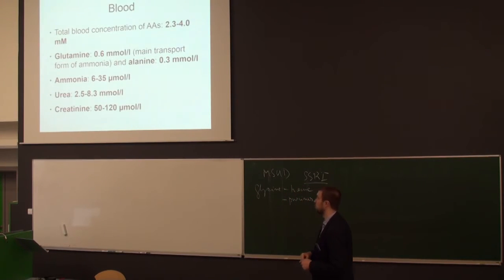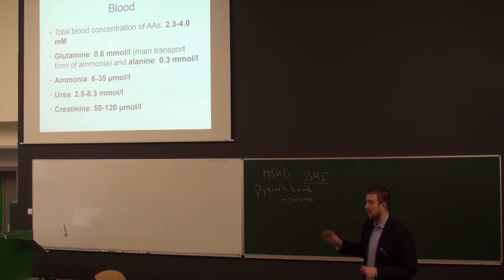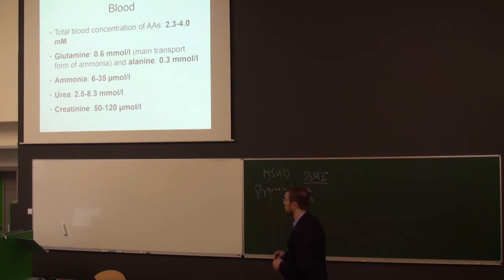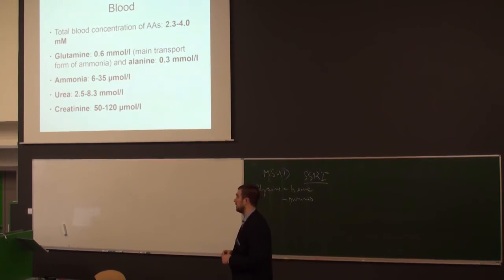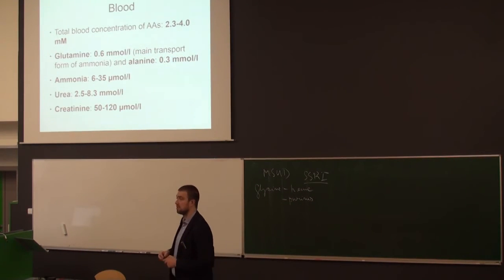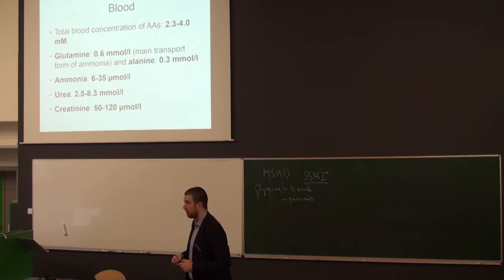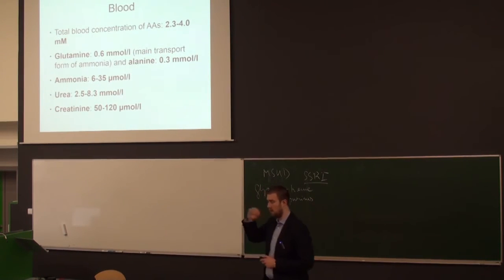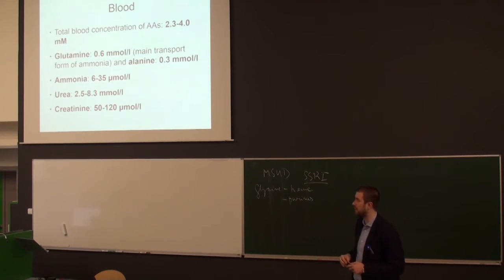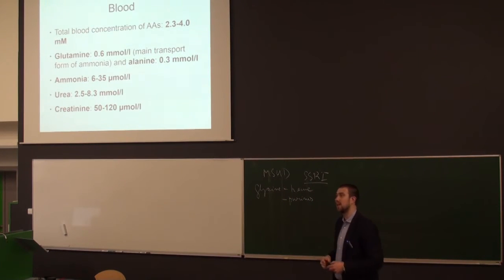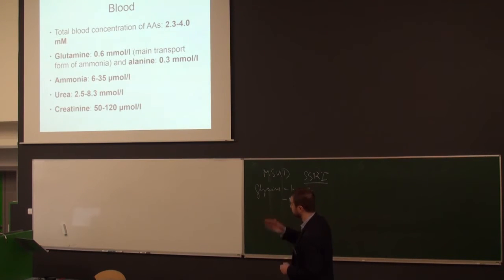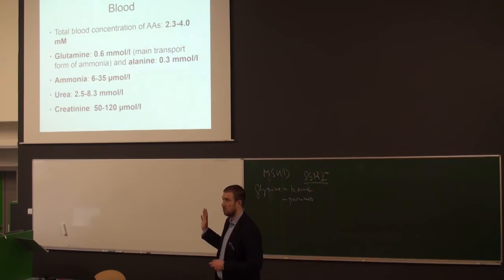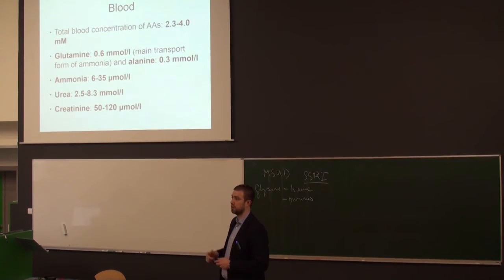So now we go to the organ specifics. Before we come to organs, we will look at your blood. You know that in your blood you can quite easily transfer polar compounds. Amino acids are to a big extent polar compounds, so they can be measured in your blood. The total concentration of amino acids, if you take it as a sum, is between 2.3 and 4 millimoles. So it's slightly lower than the concentration of glucose.